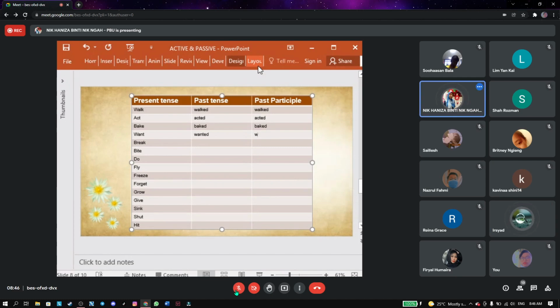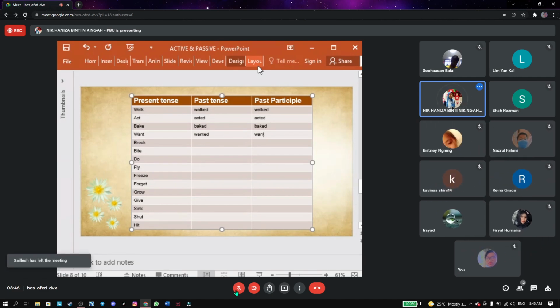Tak payah cari. Dia tekan-tekan ni. W, A, N, T. Wanted. Ah, hilang dah. Chat. Wanted. Okay. Wanted. Okay. One, wanted, wanted.